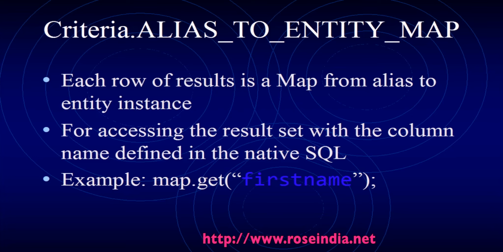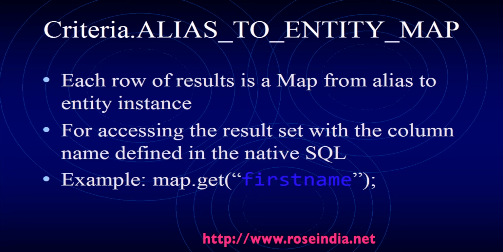But if you have a requirement of getting the data using the native query and you want to convert the data into the map object and then access the data like this, map.get first name, meaning the field defined in the SQL statement. So you can use the alias to entity map feature of criteria. Each row of the result set is a map from alias to entity instance, and for accessing the result set you use a column name defined in the native SQL.